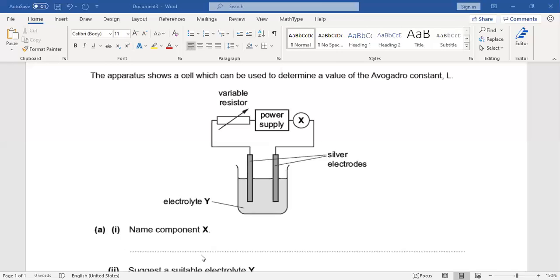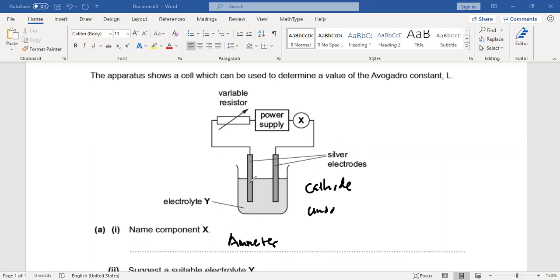So what's the X actually? X basically we can add an ammeter, all right? Why do we need an ammeter? Because electricity passes through the silver electrodes. So we have two silver electrodes, one of which acts as the cathode and the other is the anode.